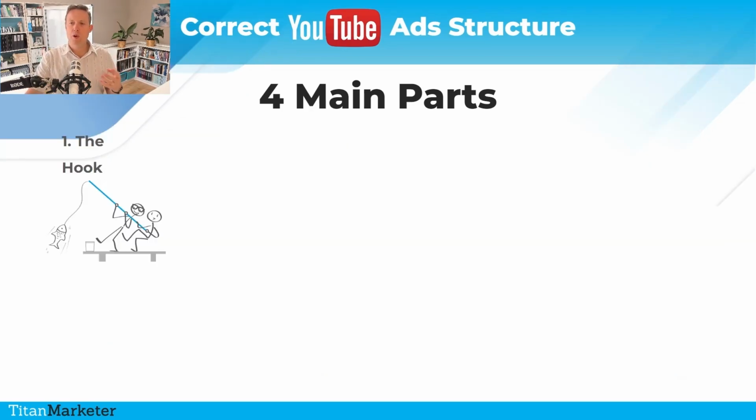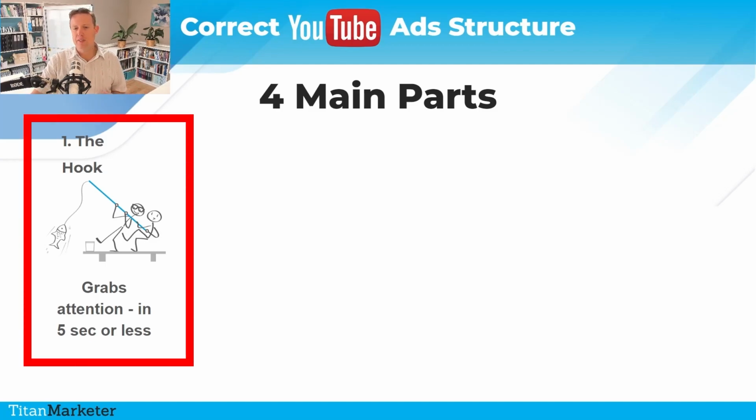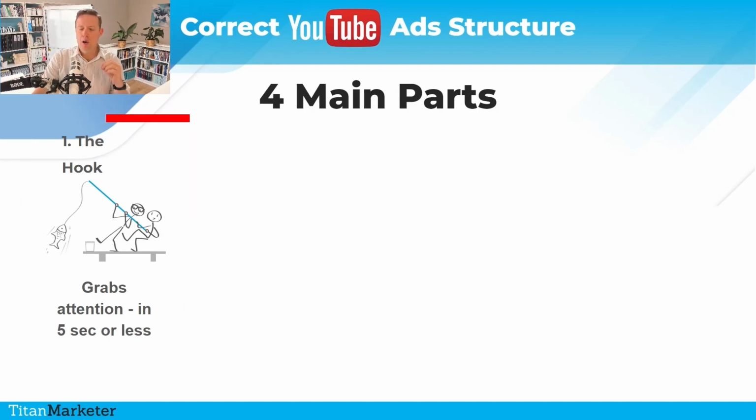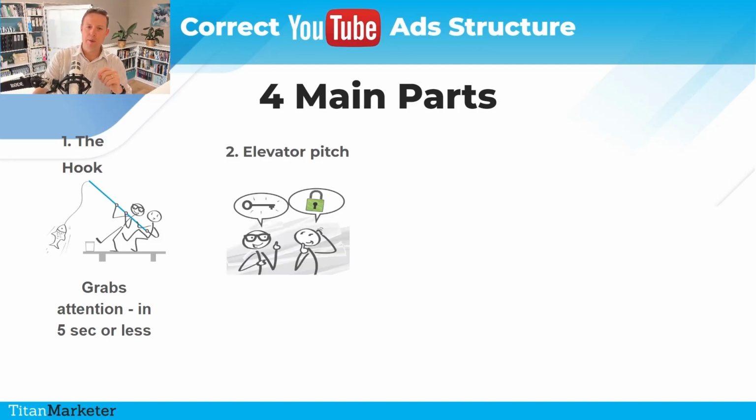Now, if we were to look at these 4 parts in terms of scripting, the first one is the hook, which grabs that attention in 5 seconds or less when you've got the skip button. Now, a really good hook can be the difference between $2 or $3 clicks and $1 clicks. This can halve or even cut to a third the cost of your advertising if you do this correctly, okay? So the hook is the most important part.